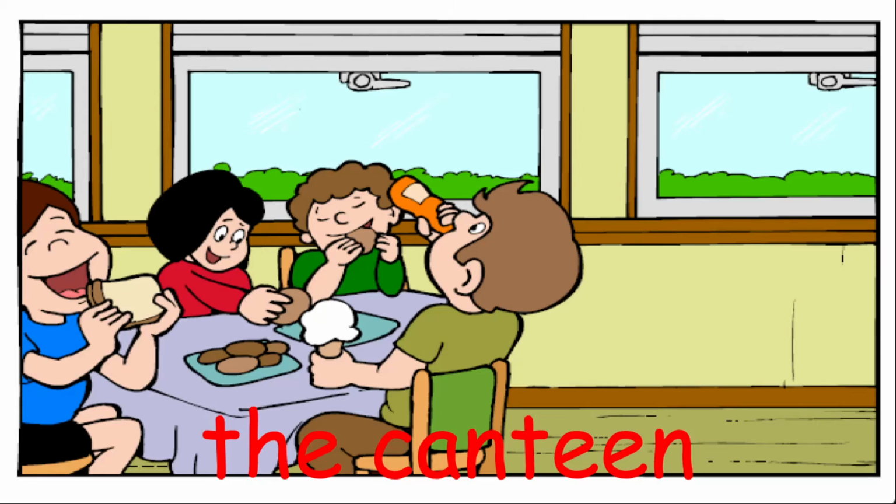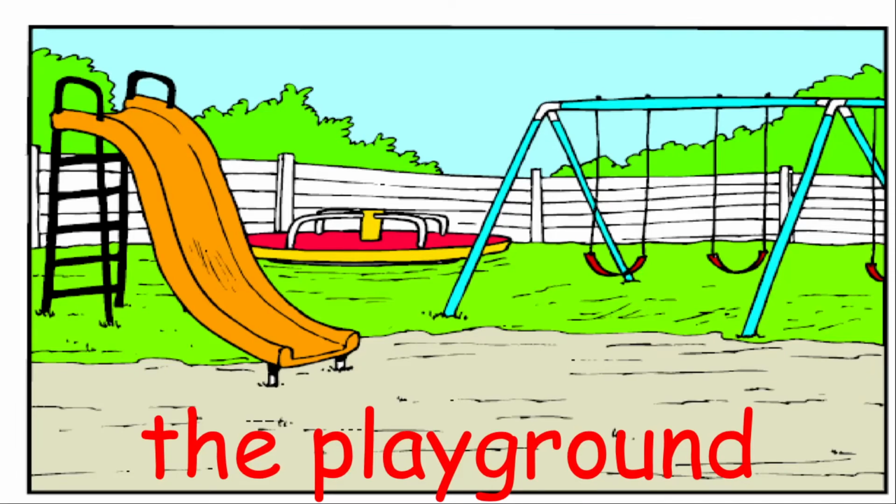Did you go to the library? Did you go to the gym? Did you go to the science room? And so on and so on. Okay. The playground is usually for little kids. As you can see, you have fun on the playground. You play around. It's a ground to play.